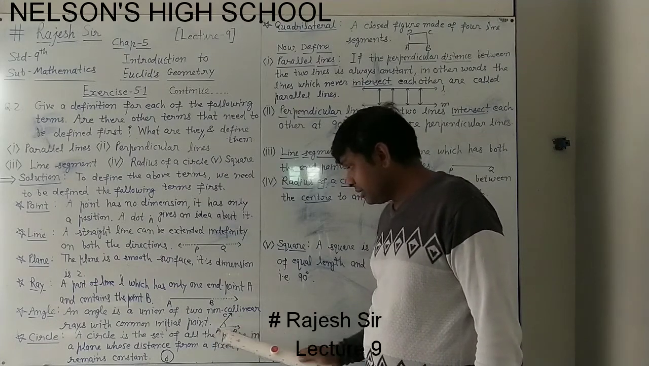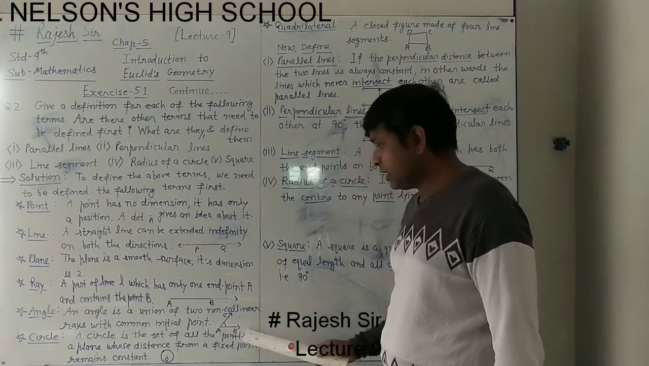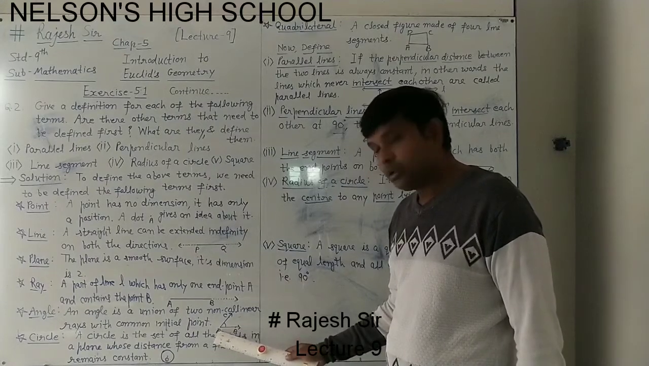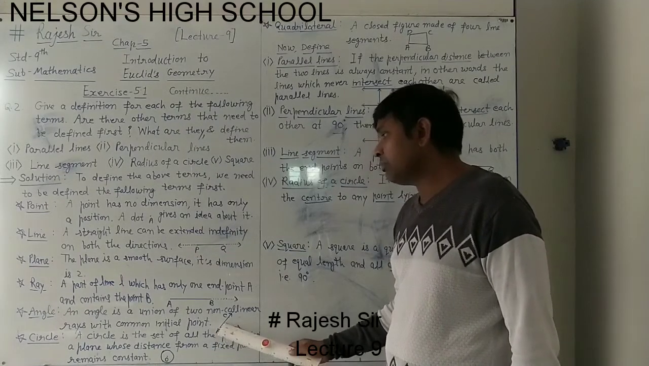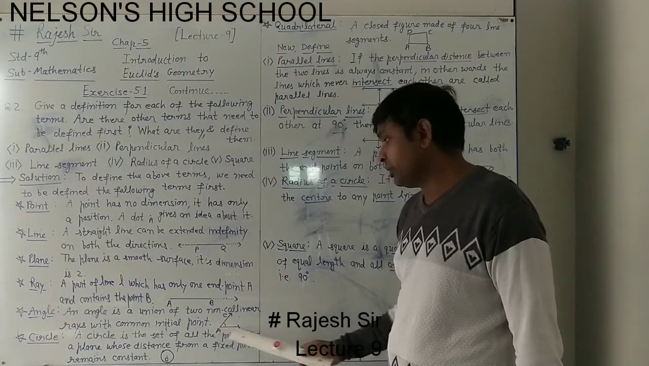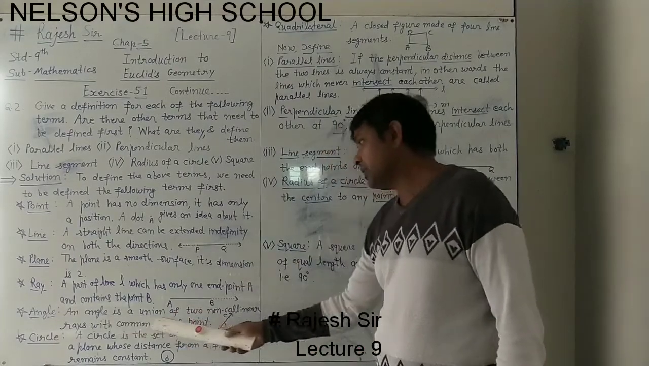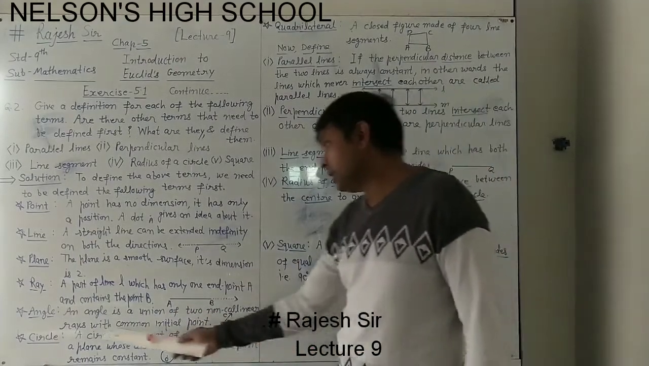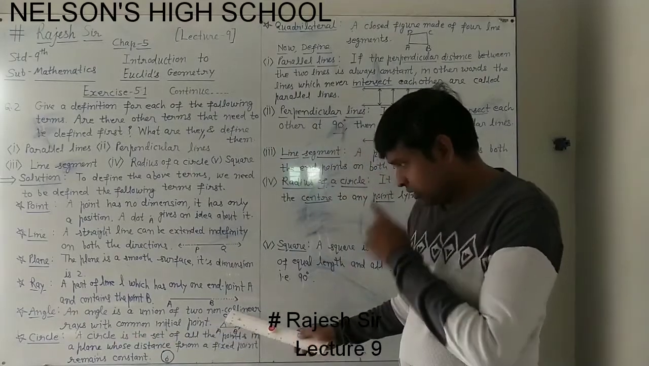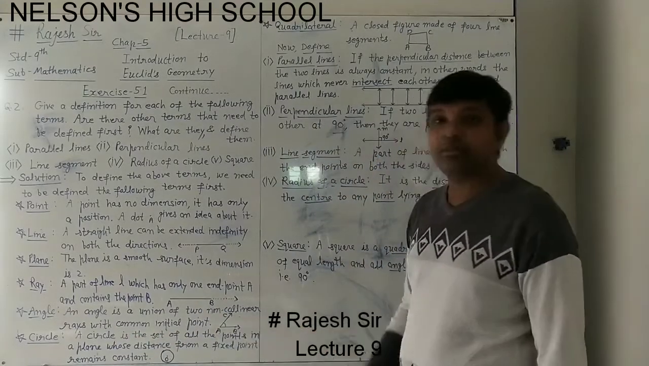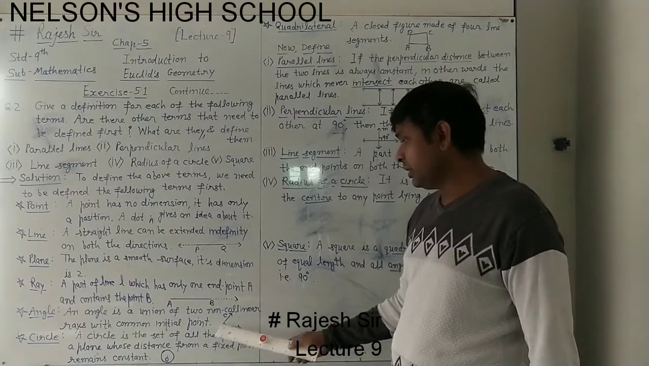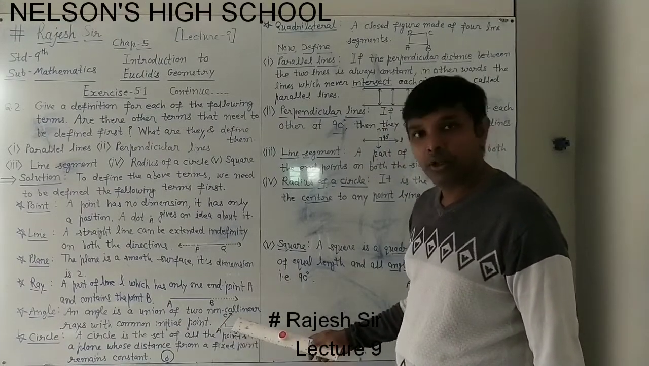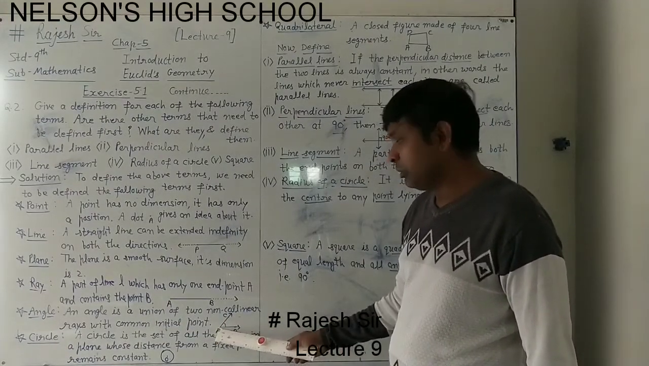So you can see between the two rays which are non-collinear having one common endpoint, some angle is made by the union of these two rays. So an angle is a union of two non-collinear rays with a common initial point. So here angle CAB is made by the union of ray AC and AB, which are non-collinear having a common point A.